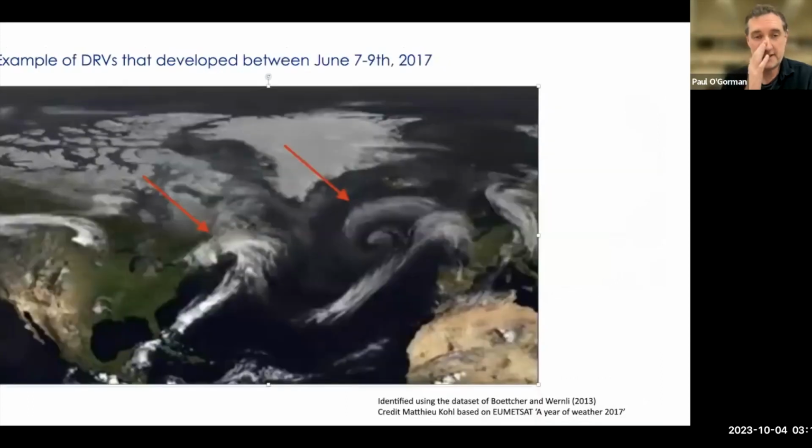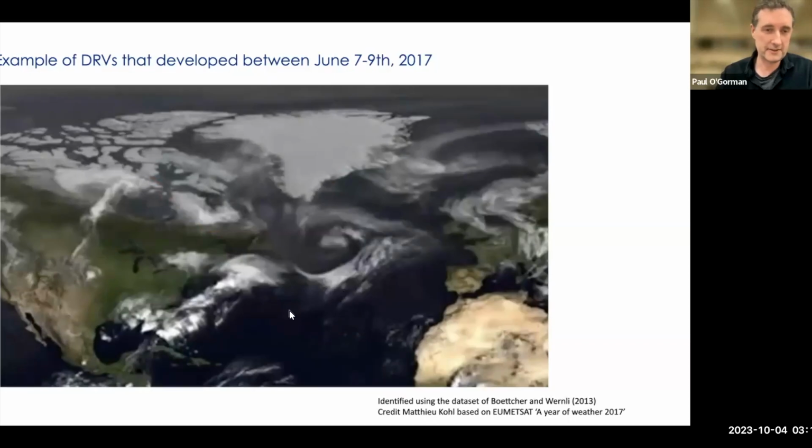So this is a video that Matthew made showing some development of diabatic Rossby vortices, two of them that start off near Florida. One of them goes north off the coast of the US, and the other one goes across the Atlantic. They later maybe developed into more complex storms, but in the main progression of these storms, according to the climatology from Butcher and Wernli, these are in fact diabatic Rossby vortices. So hopefully this video will work over Zoom.